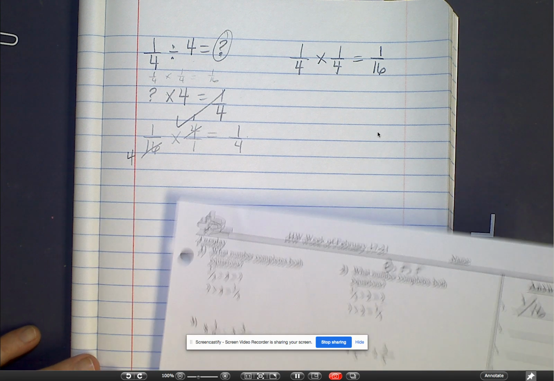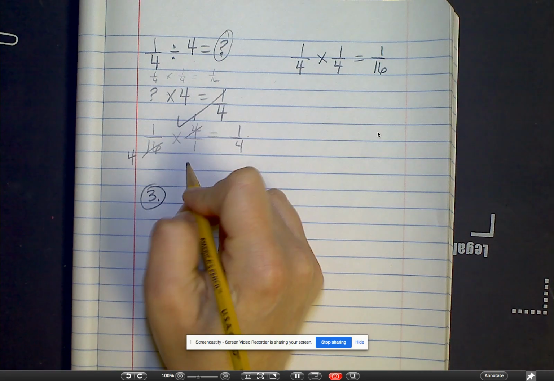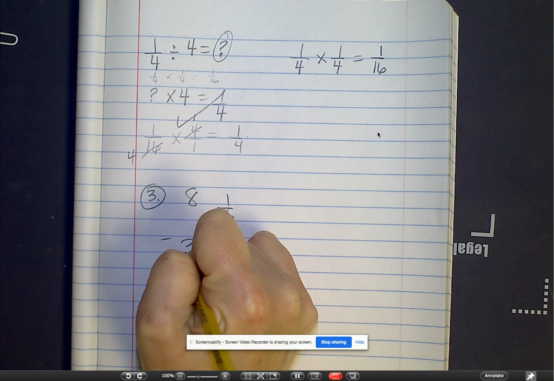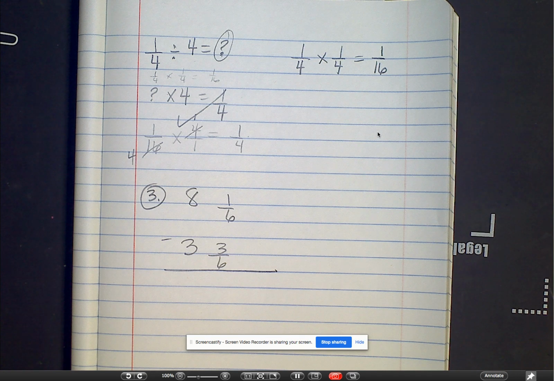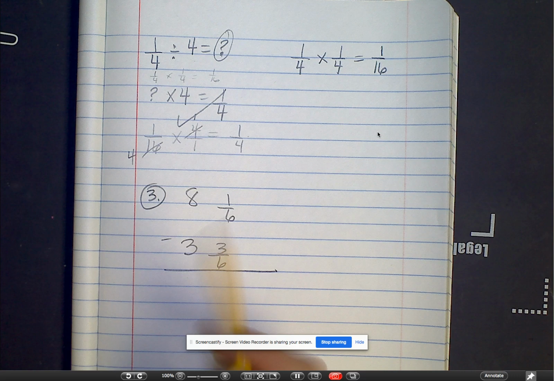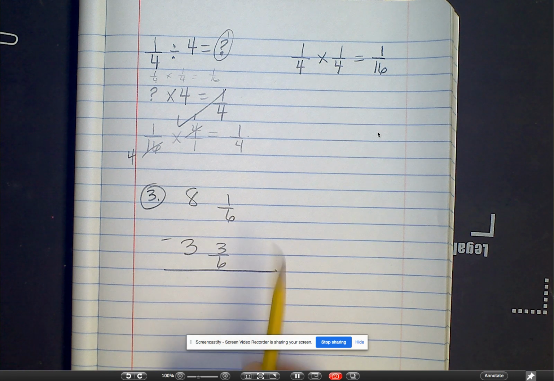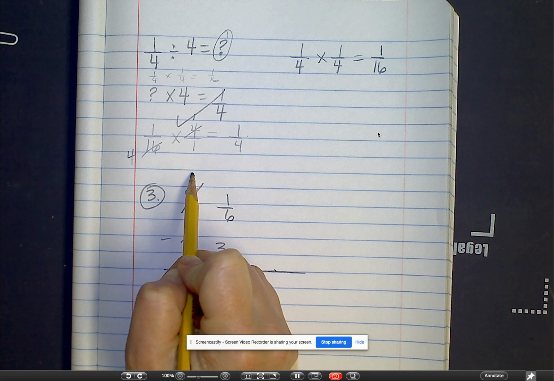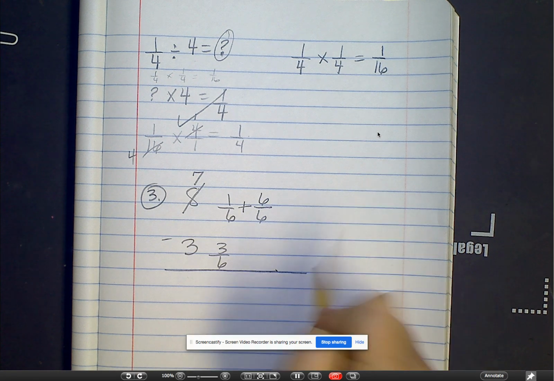All right, for number 3, we have 8 1/6 minus 3 3/6. First thing you need to do is look for a common denominator, and it looks like we already have a common denominator, so we're good there. Now we need to borrow. Remember, we're not actually borrowing anything. We're just regrouping it. We're changing it from a whole number, so this becomes a 7, and then we're going to add it as a fraction over here.